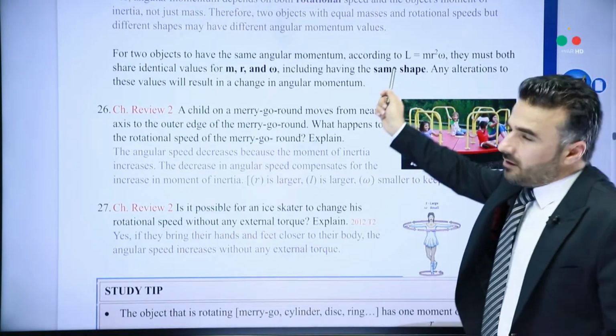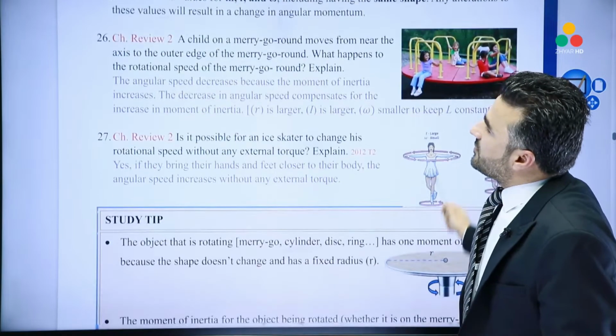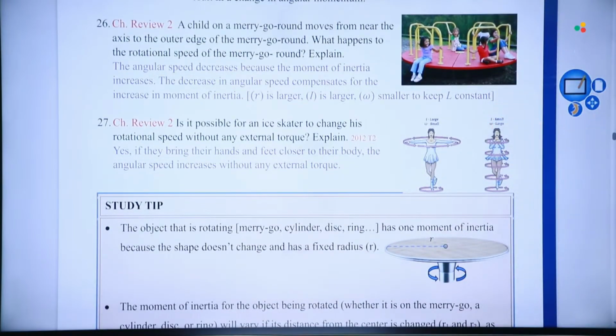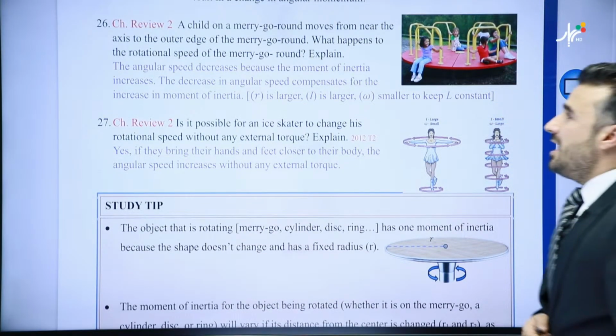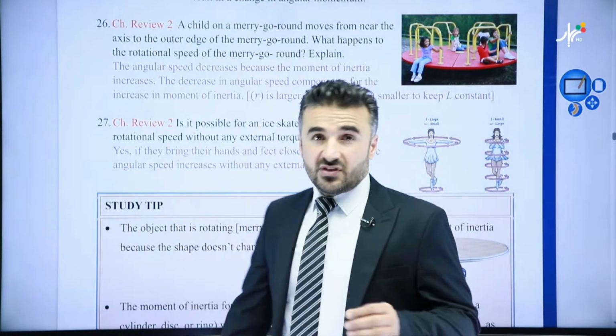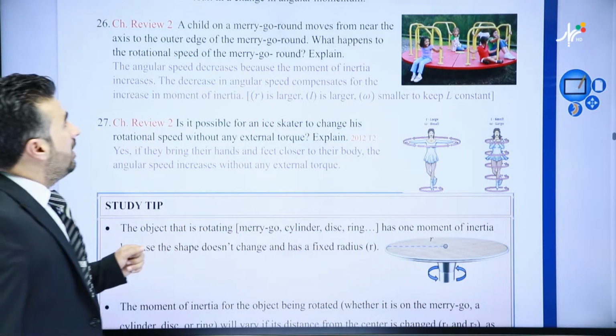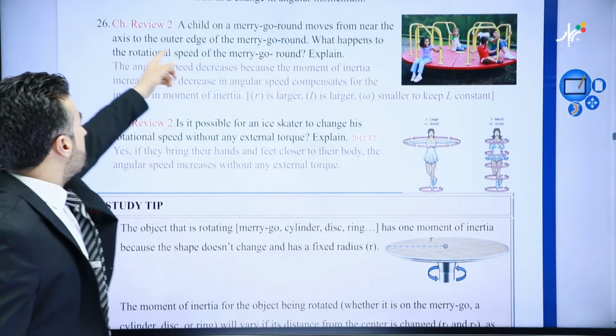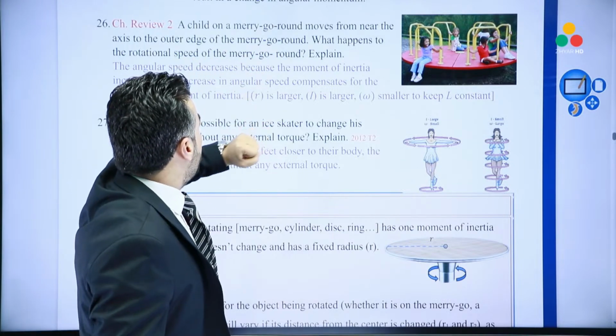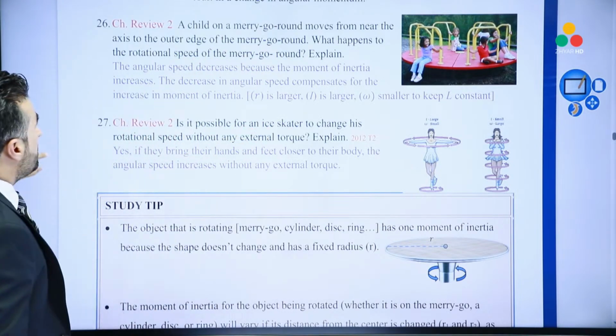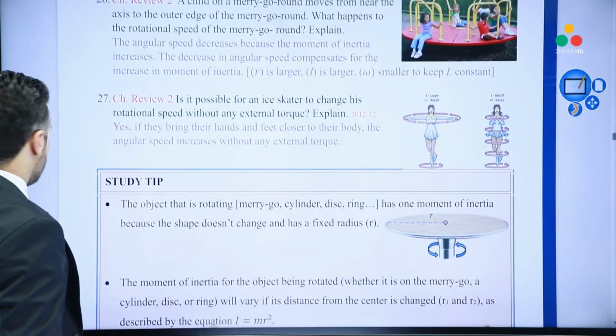So you can take a look here. This is the explanation of what I've just explained. Now we have another question. Question 26 says, a child on a merry-go-round moves from near the axis to the outer edge of the merry-go-round. What happens to the rotational speed of the merry-go-round?